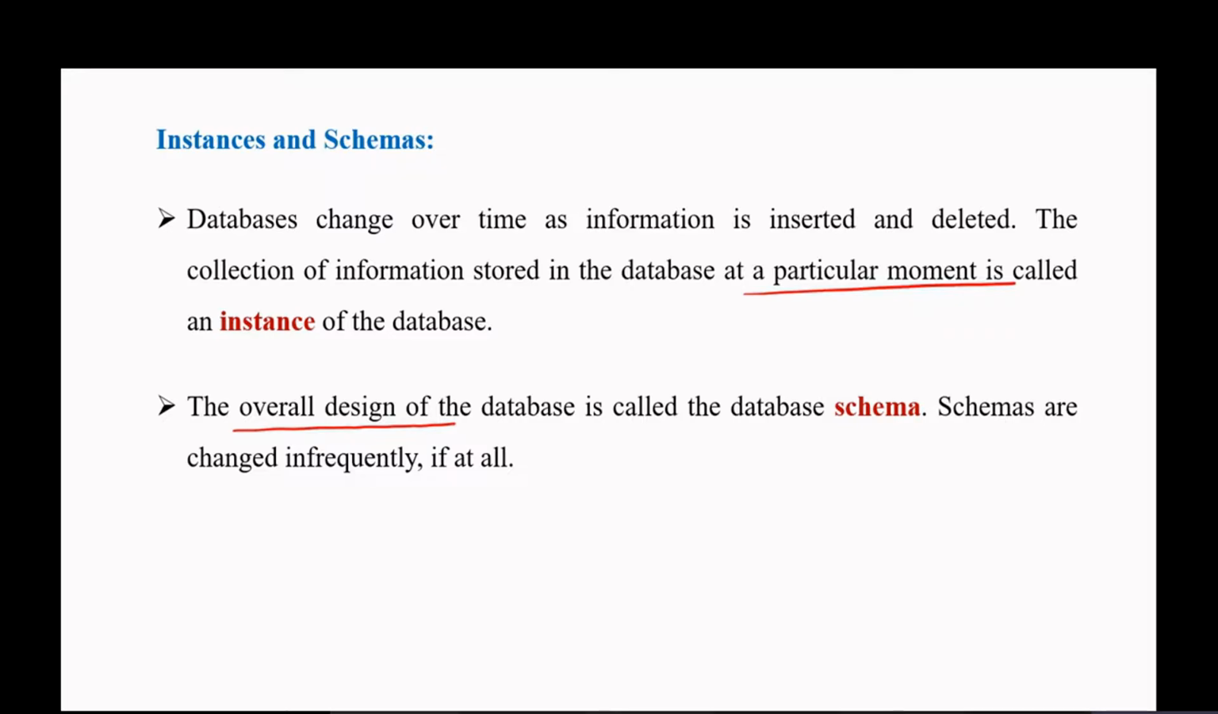बताइए यहाँ तक क्लियर है? थ्री लेवल्स ऑफ एब्स्ट्रैक्शंस: फिजिकल, लॉजिकल, व्यू। फिजिकल में क्या होगा हमारा? हाउ द डेटा इज स्टोर्ड, मींस यू आर टॉकिंग अबाउट द स्ट्रक्चर। लॉजिकल का मतलब क्या होगा? व्हाट डेटा इज स्टोर्ड एंड व्हाट इज द रिलेशनशिप बिटवीन दैट। एंड व्यू का मतलब क्या होगा?